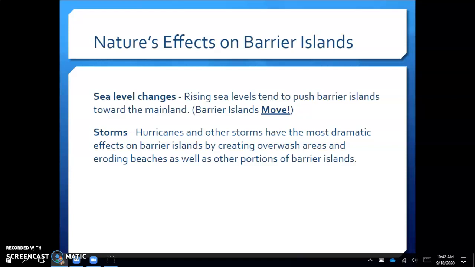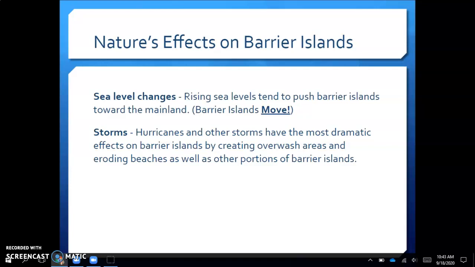Hurricanes and other storms have the most dramatic effect on barrier islands by creating overwash areas. So basically just areas where higher tides will pull more sediments and sand up onto the shore. And it will also erode beaches as well as other portions of barrier islands. So those storms will cut into the shoreline and pull some of that necessary sand away. Okay, so just something to keep in mind.